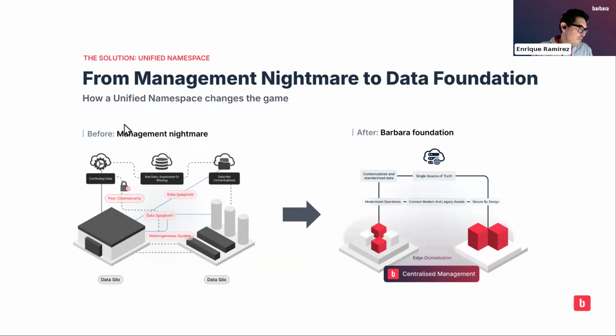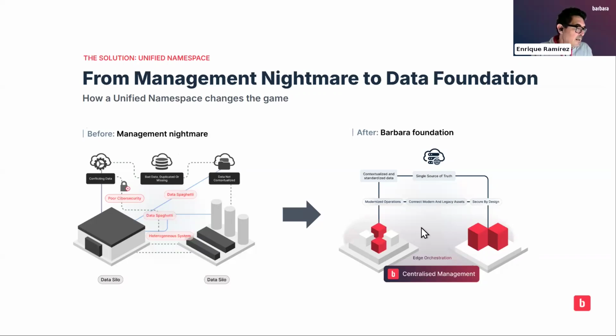Okay, so before we have this management nightmare where you have different locations with different equipment, different data, and instead of having this point-to-point connection, where there's poor cybersecurity, some data spaghetti, heterogeneous systems, and in the end you are having data conflicts, or different databases with not a single source of truth, you move from this situation to this one where you have just one single source of truth. Okay, you receive all the data in a contextualized and standardized way, from all your locations without having silos.